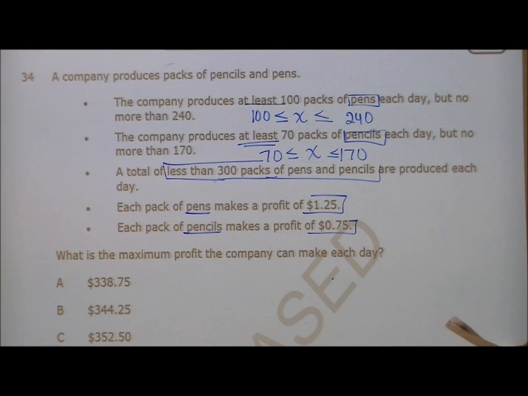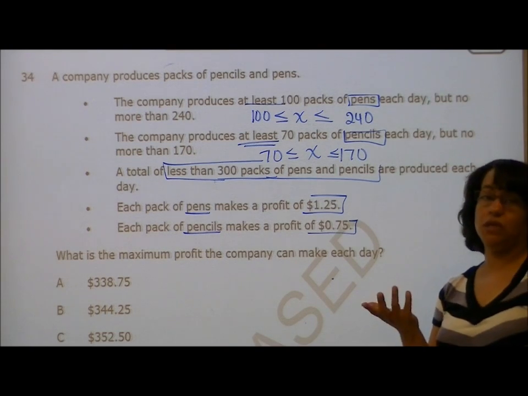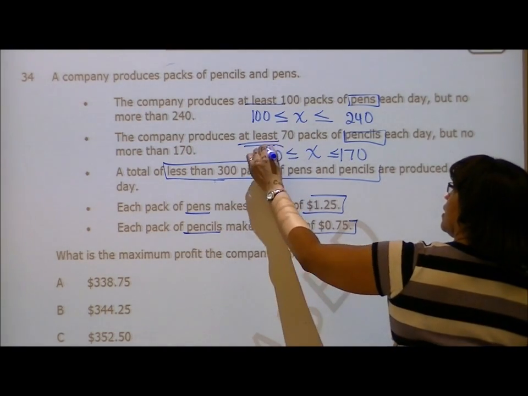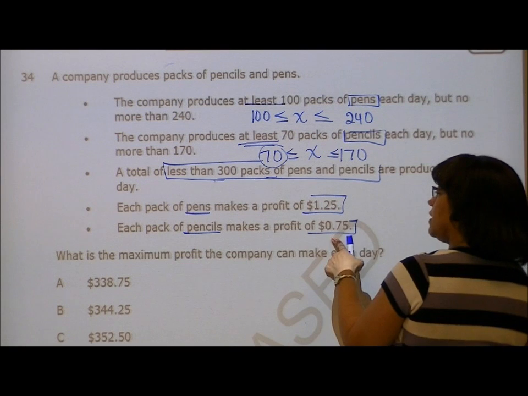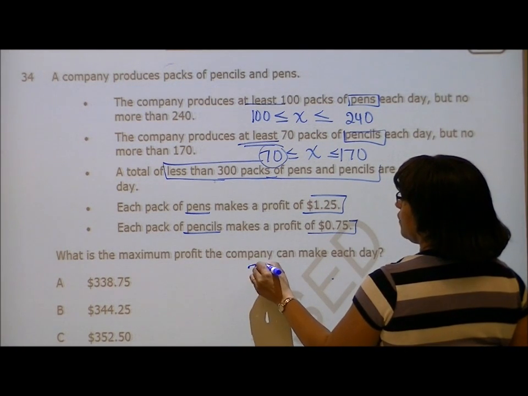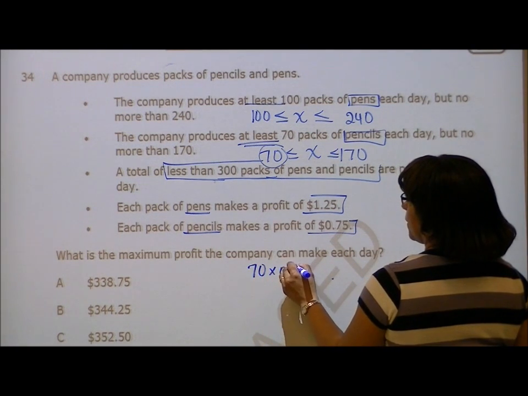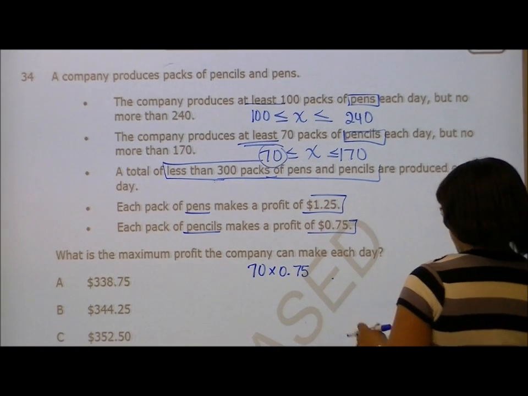So now what would you do to this problem? When you have your boundaries, we know that the pencils make less profit, so we're going to get the least number of pencils that we can get. That's 70. So now we're going to multiply 70 times 0.75 to see how much that makes.